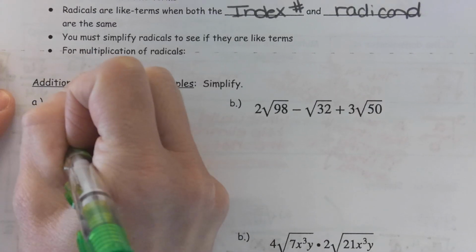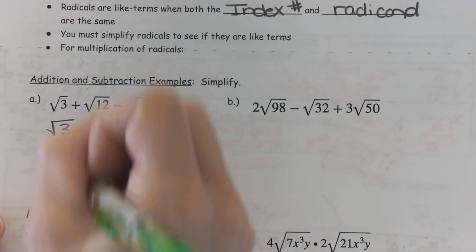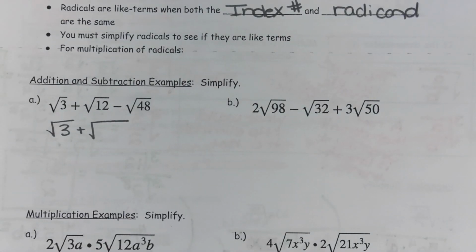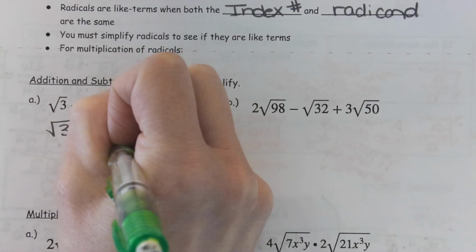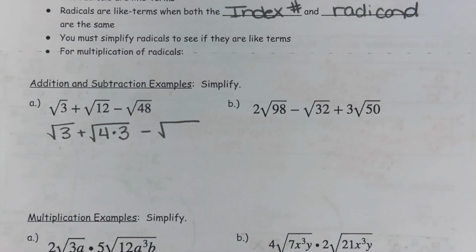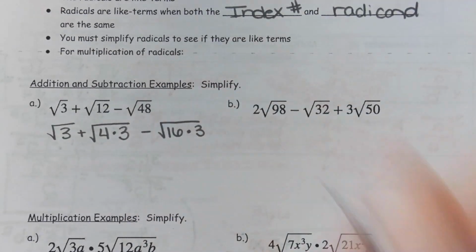There's nothing I can do with root 3. That's as simple as it gets. I can't break it apart. But what about root 12? You can break it apart. What divides into 12 that is a perfect square? 4. So I'm going to break it into 4 times 3. And then let's head over to 48. What divides into 48 that is a perfect square? 4, bigger, 16. So if 4 works, always try to go up a notch and see if 16 works.